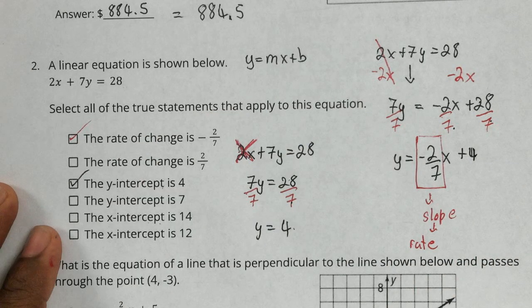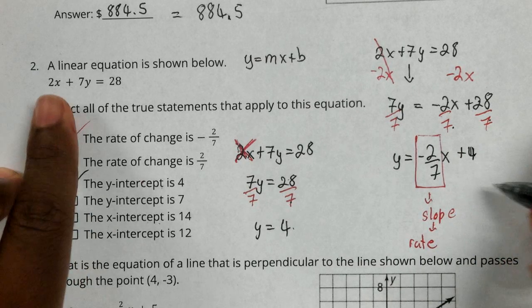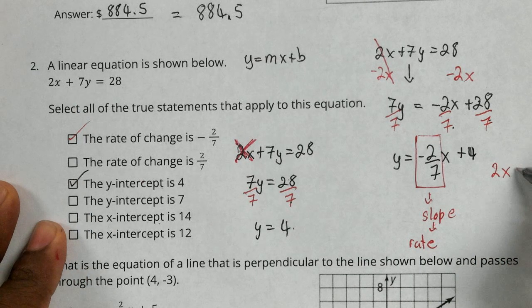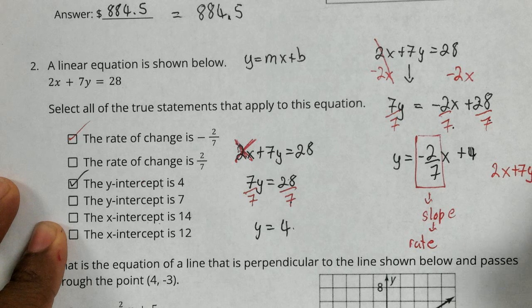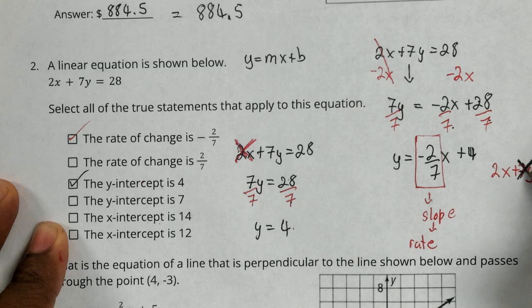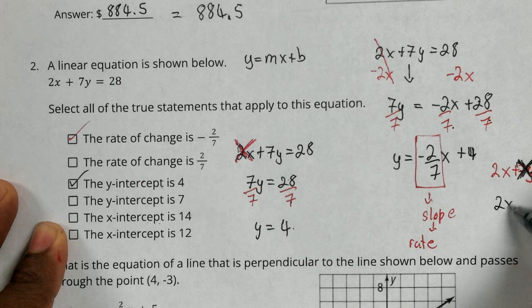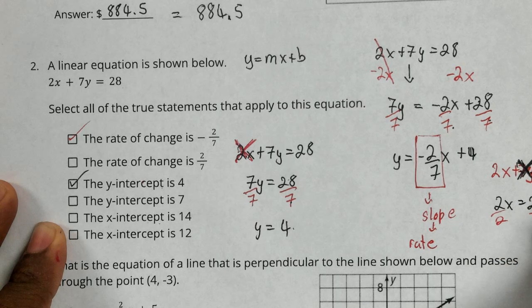Now I'm going to find my x-intercept. For the same equation, to find your x-intercept, you're going to make your y value 0. So I'm going to make this value 0. 0 times 7 is 0, so that's gone. Now I have 2x is equal to 28. So I divide by 2, divide by 2. So x is equal to 28 divided by 2, which is 14.